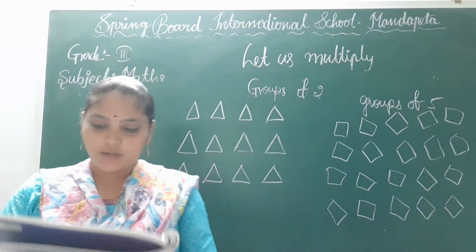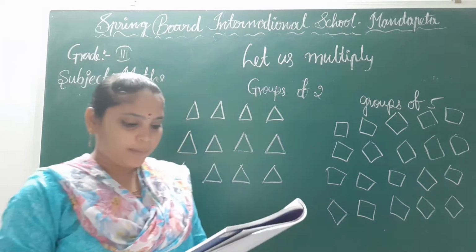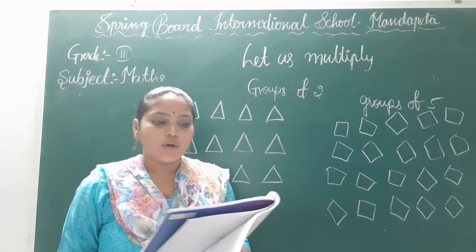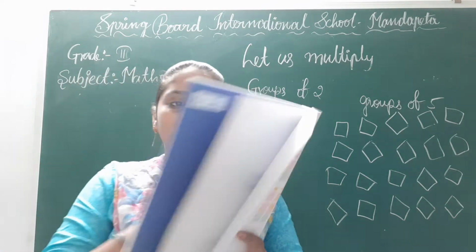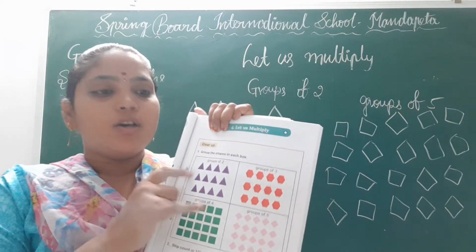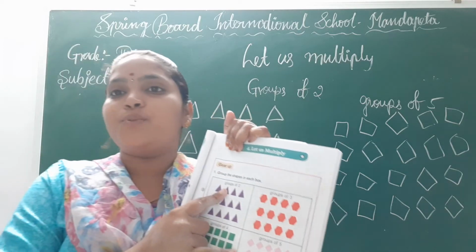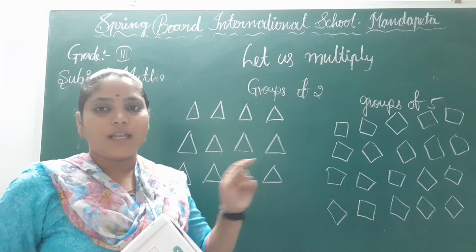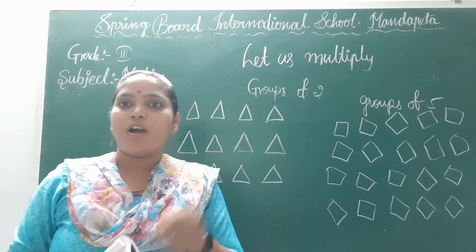Okay children. So now everyone open companion page number 33. Gear up. So first, group the shapes in each box. Here some shapes are given. The first one is groups of 2. Here the triangles are given. You have to make groups of 2.